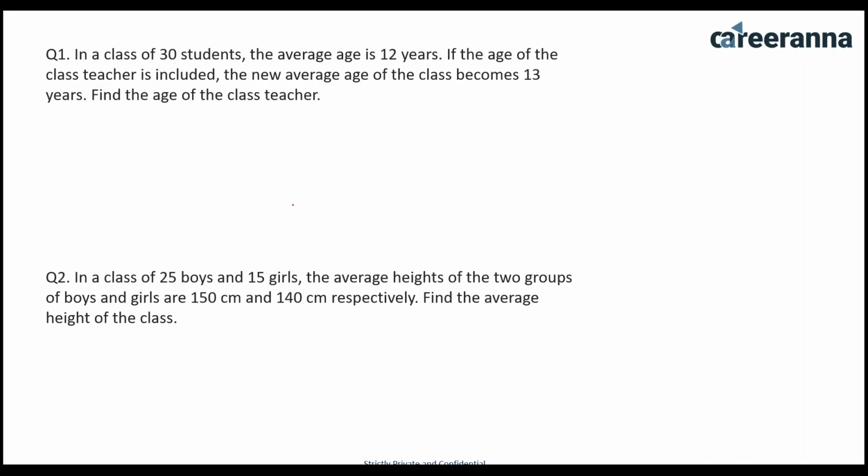Okay, I have 2 questions in this slide. Try to solve the first one. In a class of 30 students, the average age is 12 years. If the age of the class teacher is included, the new average age of the class becomes 13. Find the age of the class teacher.